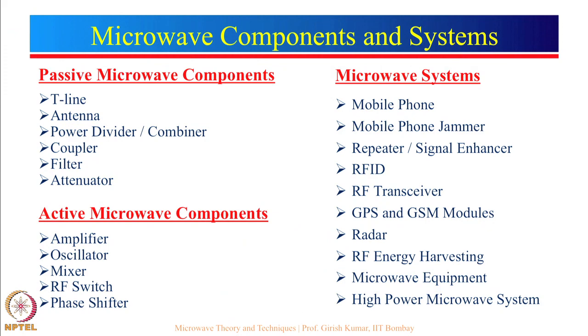Then we will talk about microwave equipment, which is very important for testing or developing any microwave system. So, there are three main equipments. These are microwave generator, spectrum analyzer and network analyzer. And then we will also talk about high power microwave systems and what are their applications.